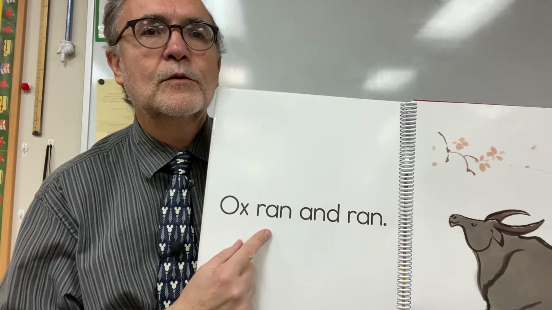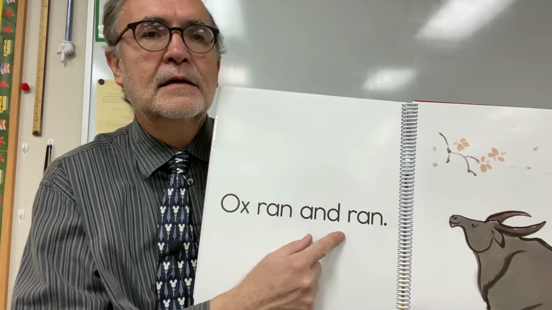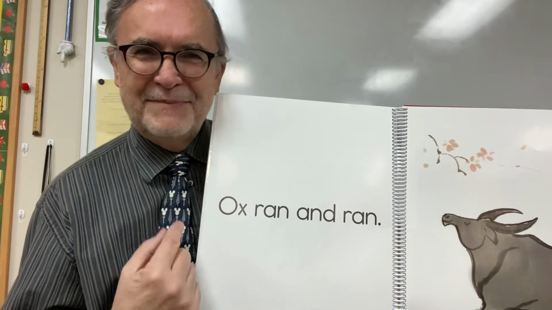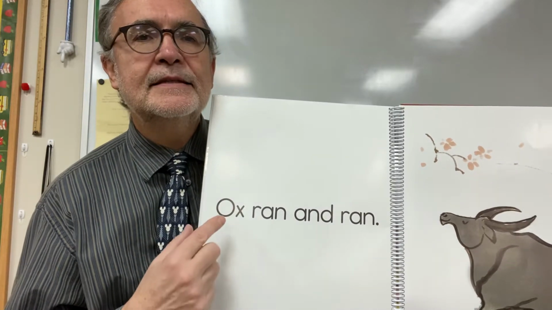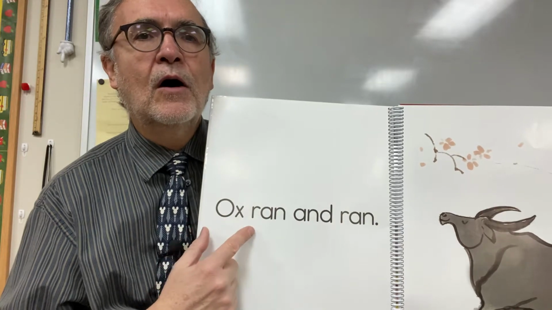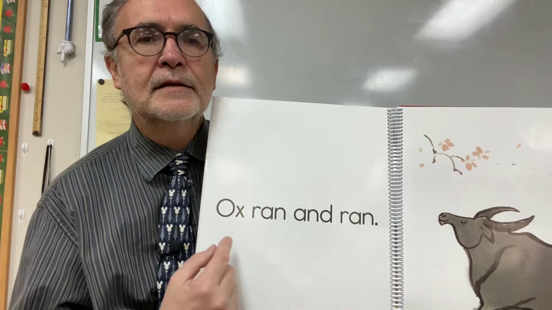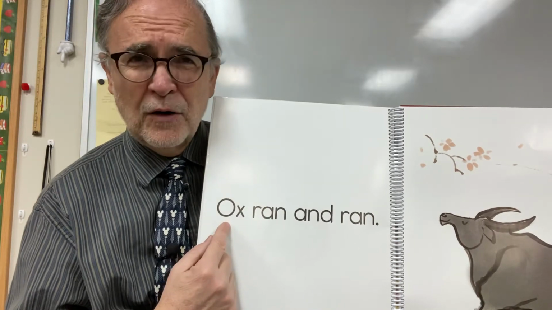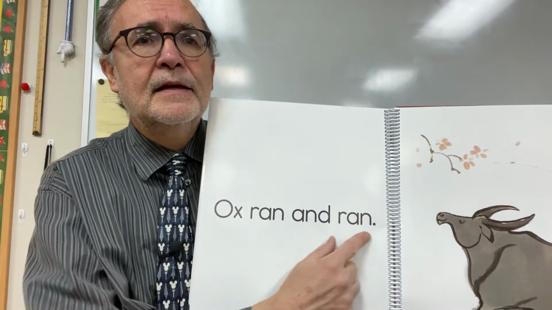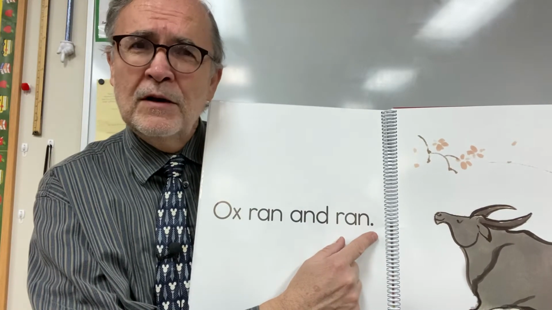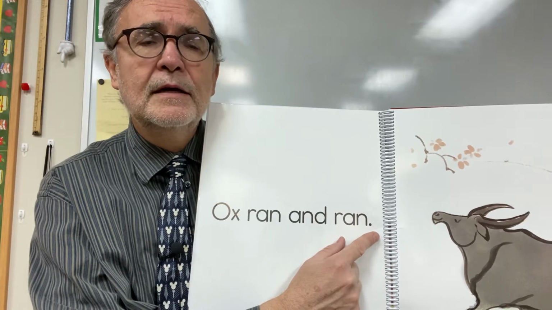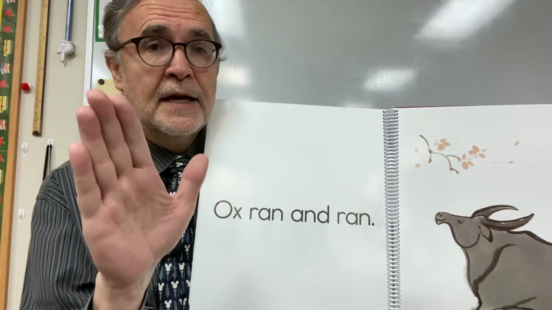Ox ran and ran. Now, let's talk about a sentence. What do we see in this sentence? We see a capital O, an uppercase O. All the other letters are lowercase. The beginning of a sentence always starts with a capital letter. What else do we see? The end of the sentence here. What do we call that? A period. This is a period. Sentences end with some kind of stop sign.